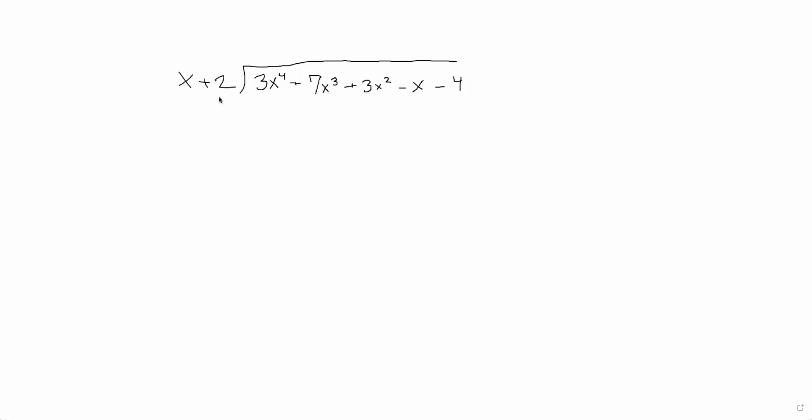So we're going to start this the same way we've started all the rest of them. We're going to do x into 3x to the 4th. So x can go into 3x to the 4th, 3x cubed times. So we're going to multiply. And then we're going to multiply by 2. We get 6x cubed. Parentheses and subtract. So this is going to cancel with that. And then we have 7x cubed minus 6x cubed. So we get just one single x cubed. And I'm going to bring everything else down.